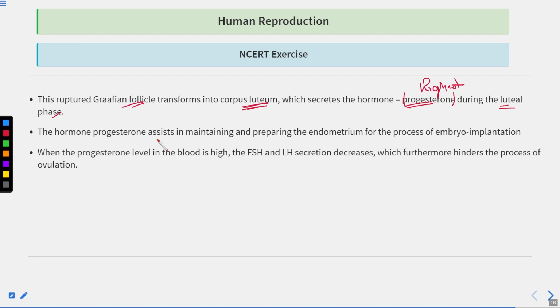Clear? The hormone progesterone helps to maintain the endometrium lining. So it helps to prepare the endometrium for the process of implantation. Now when the progesterone level is high in the blood, okay, so what happens? The follicle stimulating hormone and LH secretion decreases, which furthermore hinders the process of the ovulation. Clear?